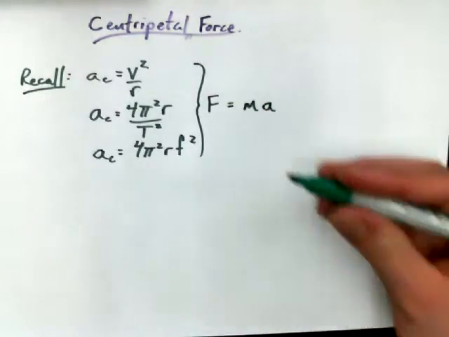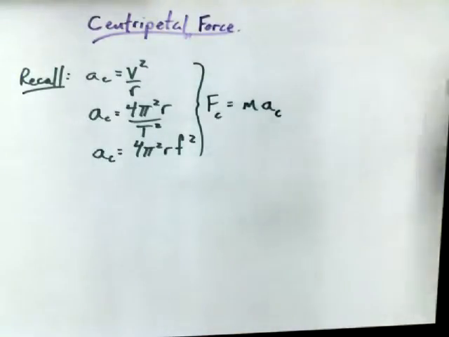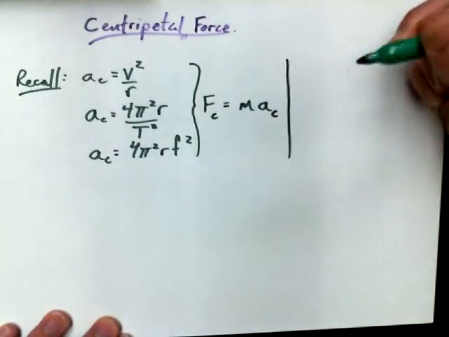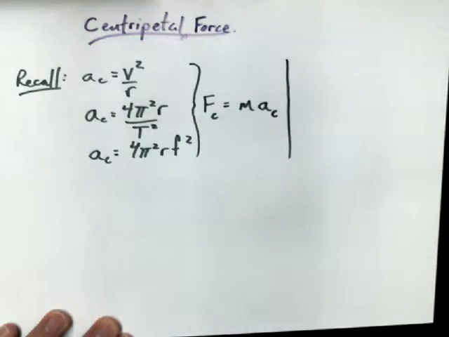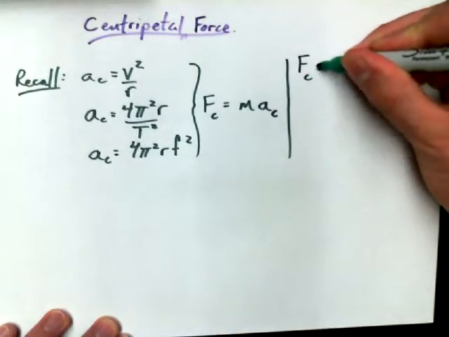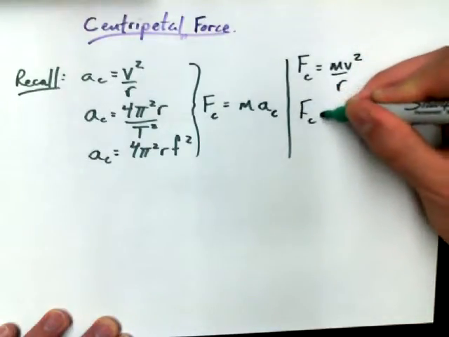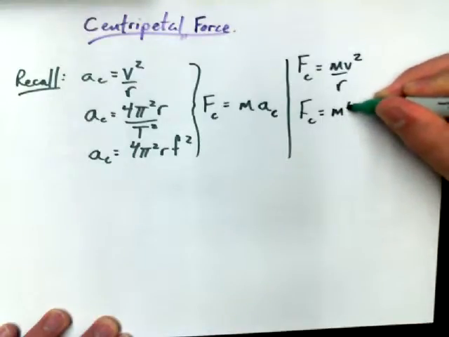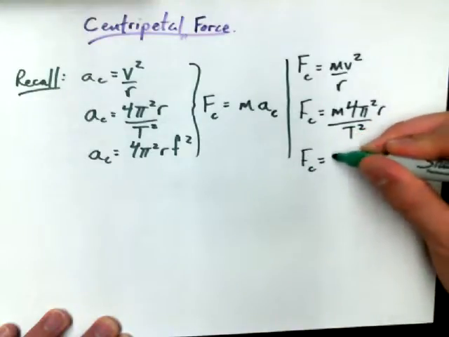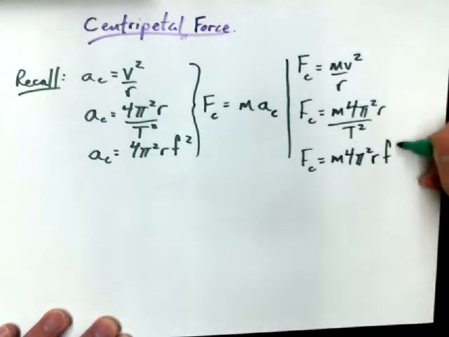If you want to know the centripetal force on an object, we call it Fc, then you multiply an object's mass times its centripetal acceleration. So that was just a part of the conversation. I said if you really wanted to come up with a formula for calculating centripetal force, you could just sub each of these AC values into this equation, and you could come up with 3 centripetal force equations. Fc equals mv squared over r, m times 4 pi squared r over period squared, and m times 4 pi squared r times frequency squared.